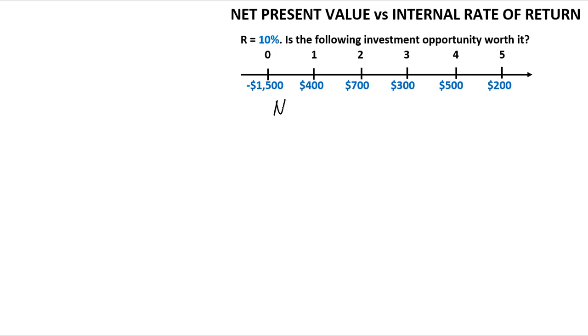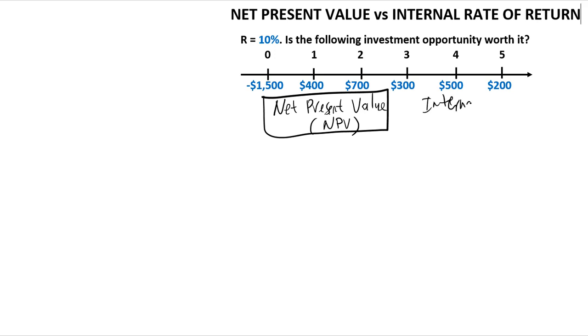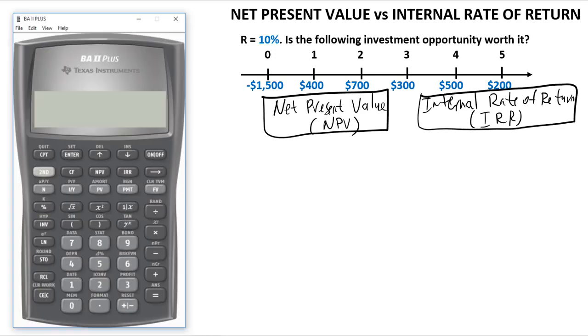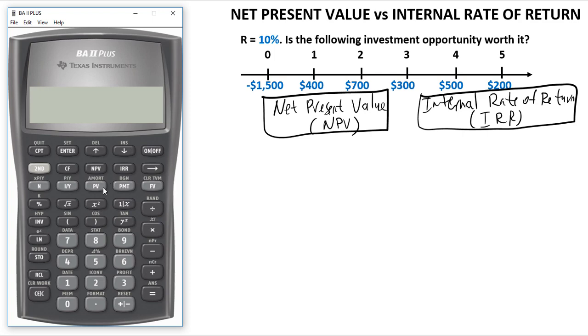We will look at the net present value technique, which we call NPV, and then we are also going to look side by side at the internal rate of return technique, which we typically call the IRR valuation method. What they have in common is the keys we use in the financial calculator. We use what we call the cash flow keys. The first button we press is CF, cash flow.